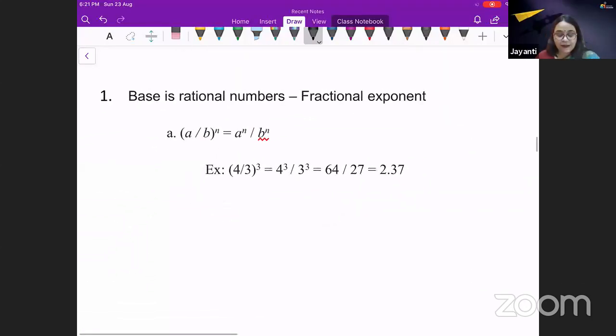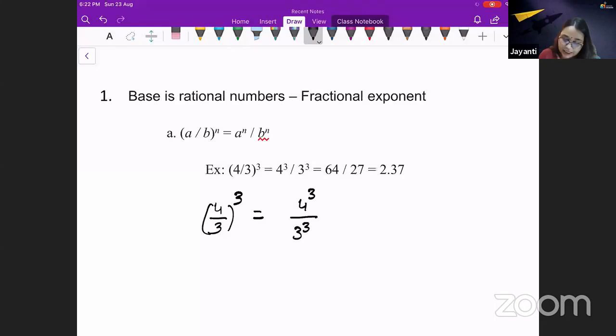The first is when the base is a rational number, that means a by b to the power of n. I have given a simple example here: 4 by 3 to the power of 3. In this case, we raise both 4 and 3, numerator and denominator, to the power 3. That means it is 4 to the power of 3 by 3 to the power of 3. That is why we write a to the power of n by b to the power of n. Simple.